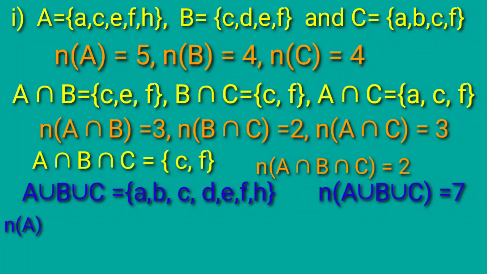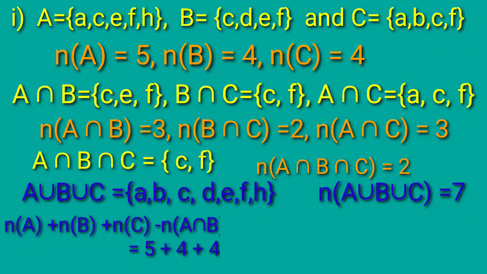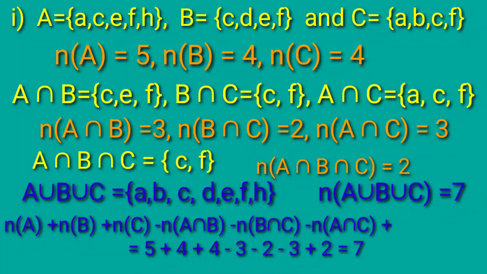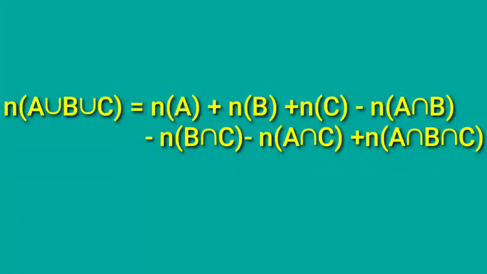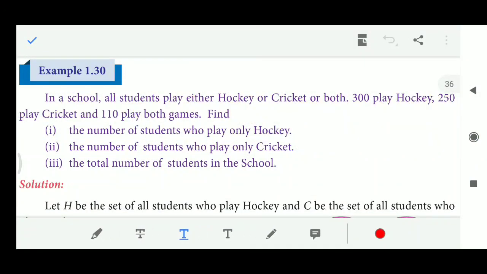For the right hand side you are going to find n of A plus n of B plus n of C minus n of A intersection B minus n of B intersection C minus n of A intersection C plus n of A intersection B intersection C. If you substitute these values, you will get the answer as 7. So from the left hand side and the right hand side, we verified the above result that n of A union B union C is equal to n of A plus n of B plus n of C minus n of A intersection B minus n of B intersection C minus n of A intersection C plus n of A intersection B intersection C. Next we are going to see the application sum from example 1.30.